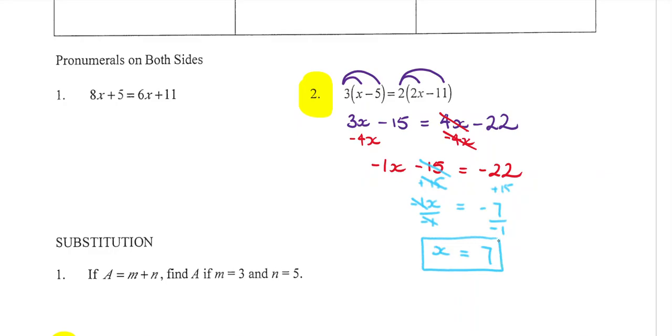There are other ways that you could have done that. You don't necessarily have to always do things in the same order. And some people might have moved the 3x across to the right. That would also work. Okay? As long as you are doing steps that are logical, you should end up at the same point.